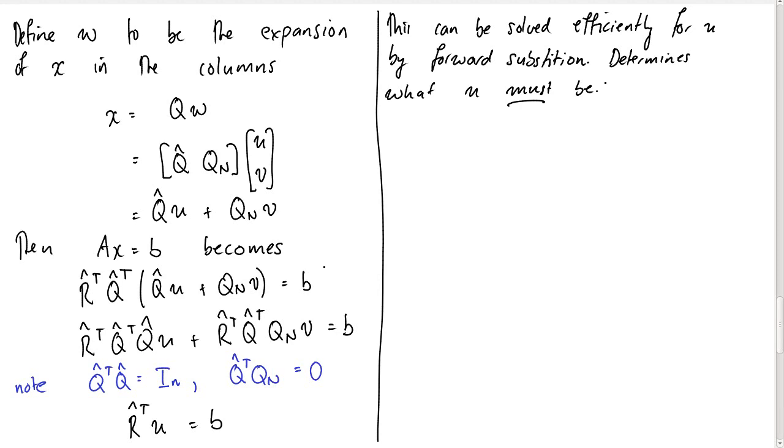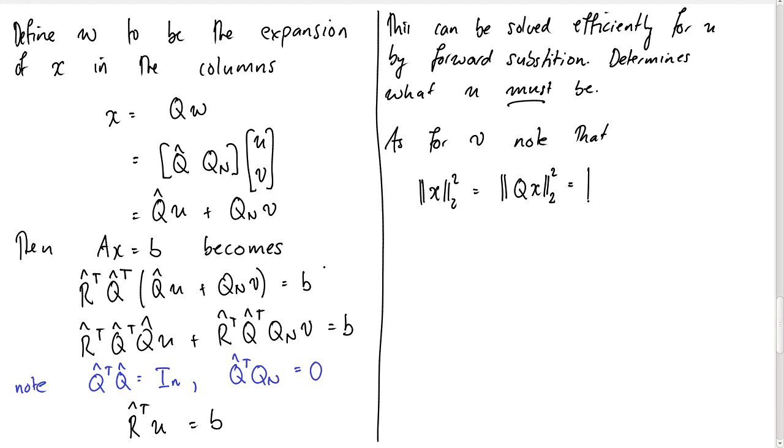Okay, so we've got no choice. U has to be that. Okay, as for v, we're just going to note that the 2 norm of x, remember that's the thing we're trying to make as small as we can, is the same as the 2 norm of Qx. Okay, as we've discussed earlier, if you multiply a vector by an orthogonal matrix, its length doesn't change.